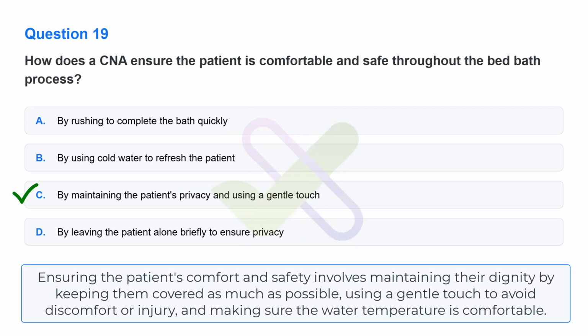The correct answer is C. By maintaining the patient's privacy and using a gentle touch. Ensuring the patient's comfort and safety involves maintaining their dignity by keeping them covered as much as possible, using a gentle touch to avoid discomfort or injury, and making sure the water temperature is comfortable.